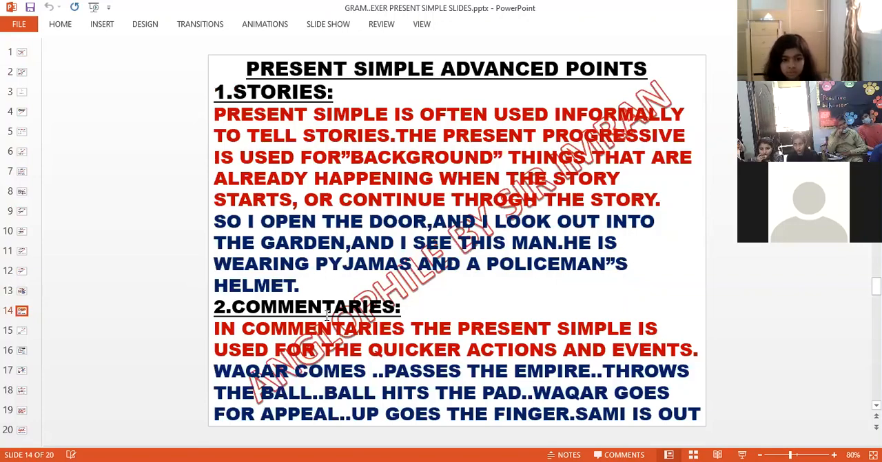All right. Okay. There are some advanced points of present simple tense. These are advanced English points, not simple English. Do you want me to teach you this one? Should I teach you the advanced points of present simple tense? Yes, sir. Okay, fine. Of course, I teach advanced points as well because I strongly believe that when students are learning, they should be taught everything in detail.